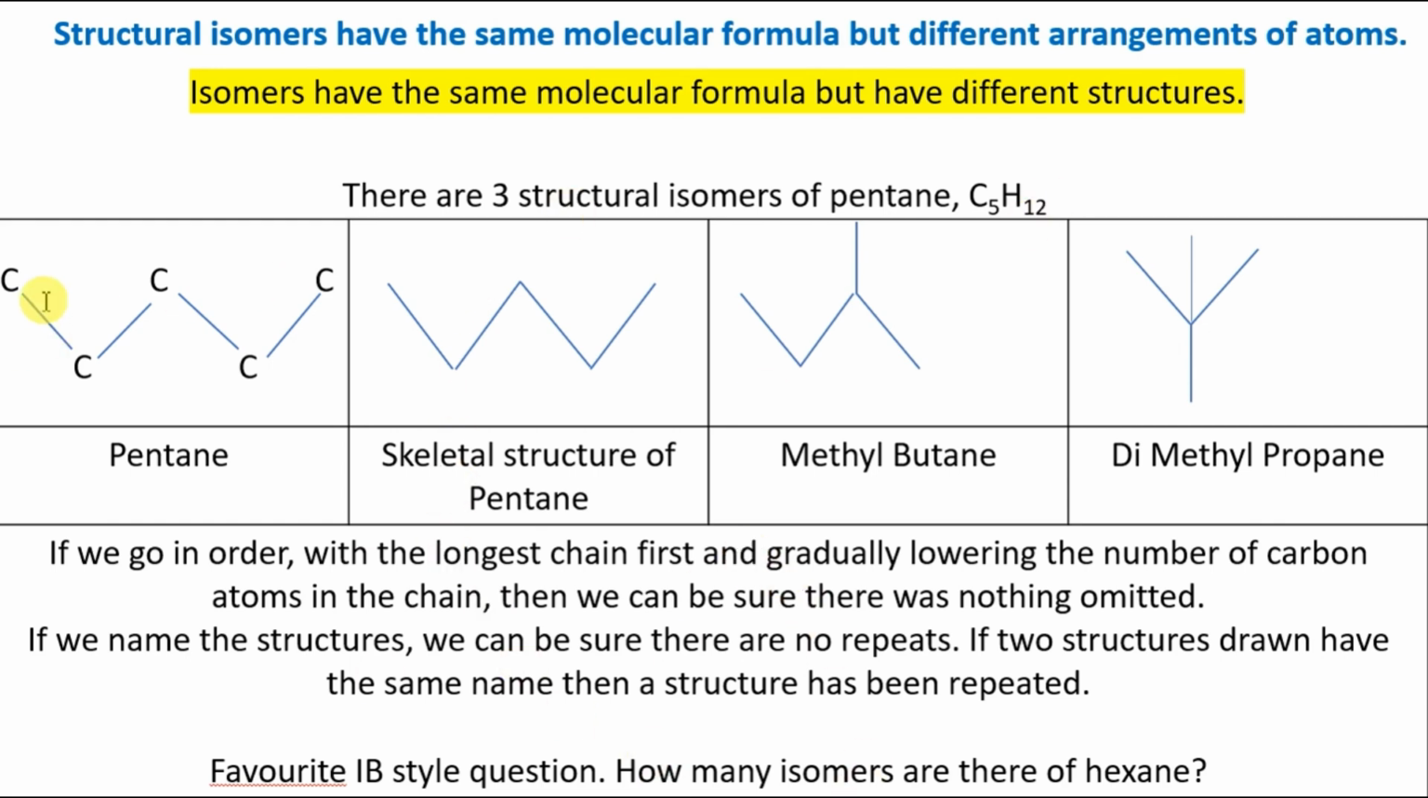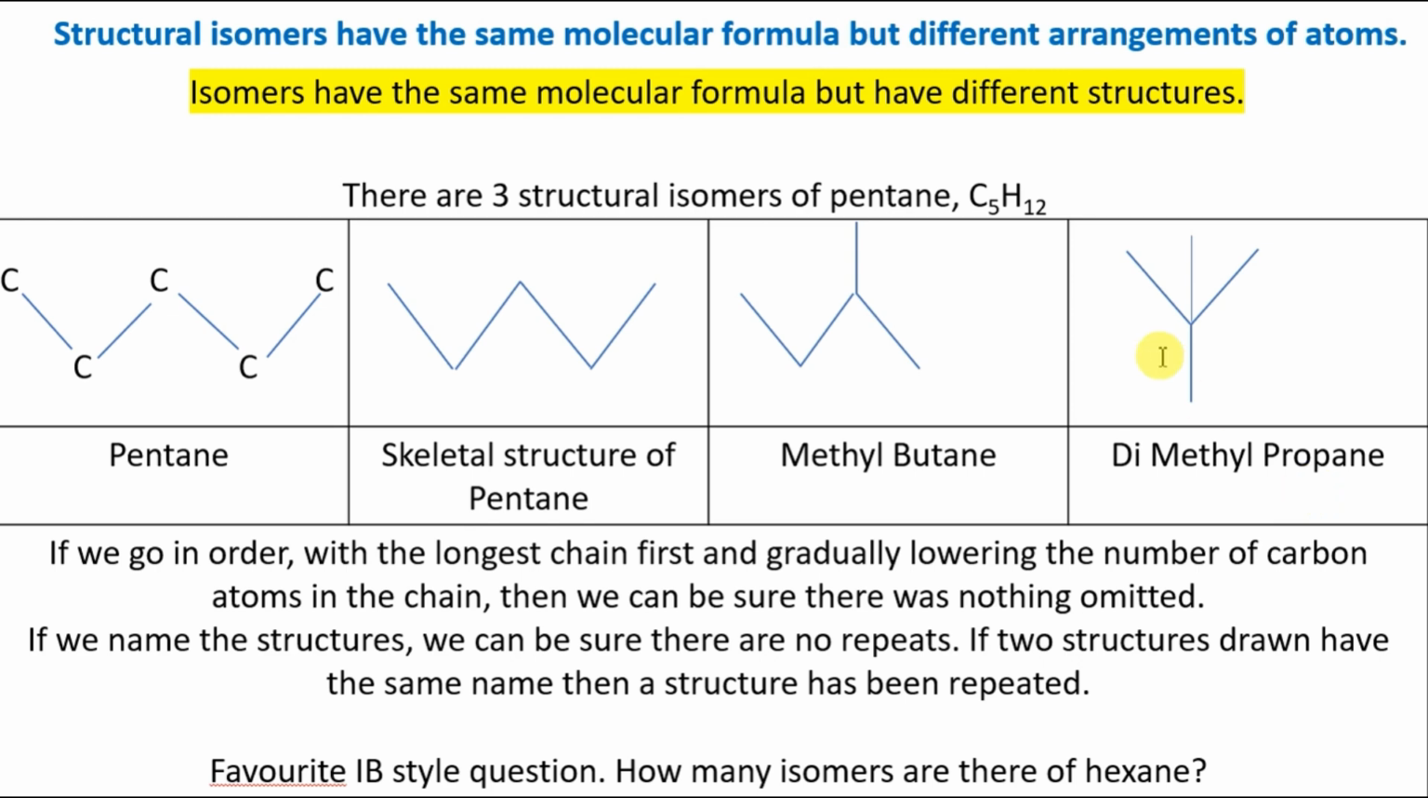I begin on the left with my first diagram showing the 5 carbons in a straight chain. That leads to a skeletal structure of pentane. From there, I'll reduce the number of carbons in the straight chain by 1 and go to methylbutane. No need to say 2-methylbutane. There's only one place for the side chain to be, although 2-methylbutane is not incorrect.